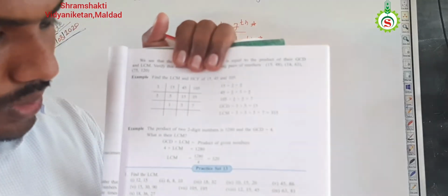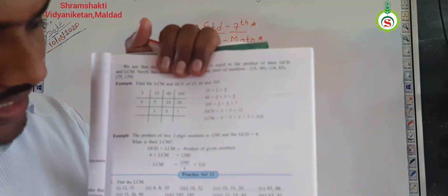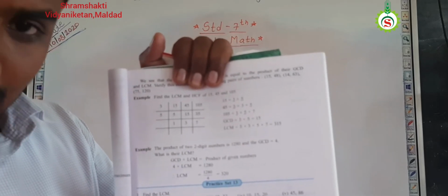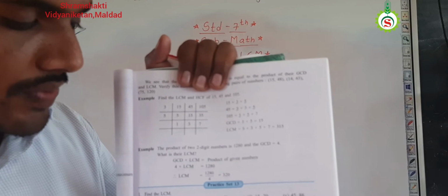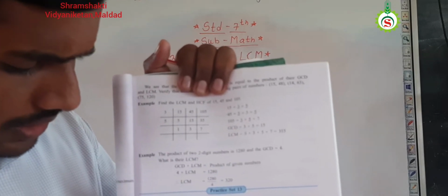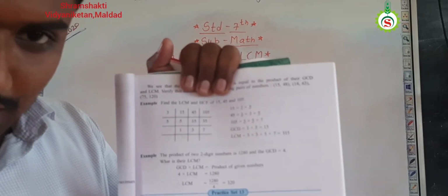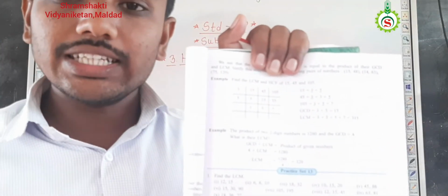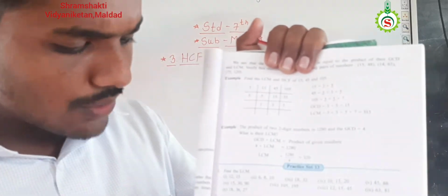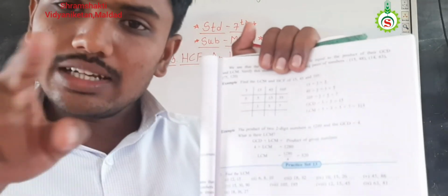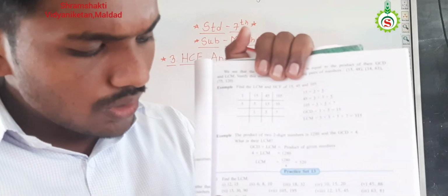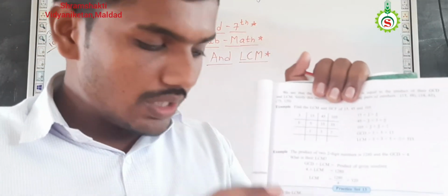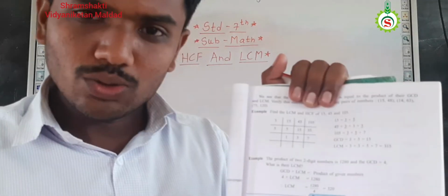Okay, so what is the next? Verify that their product is equal to the product of the given numbers. What is the next sentence? Verify that their product is equal to the product of the given numbers. Their product means what? The product of HCF and LCM. And what we have to verify? The product of HCF and LCM is equal to the product of the given numbers. That is the new topic we have to learn in today's lecture.